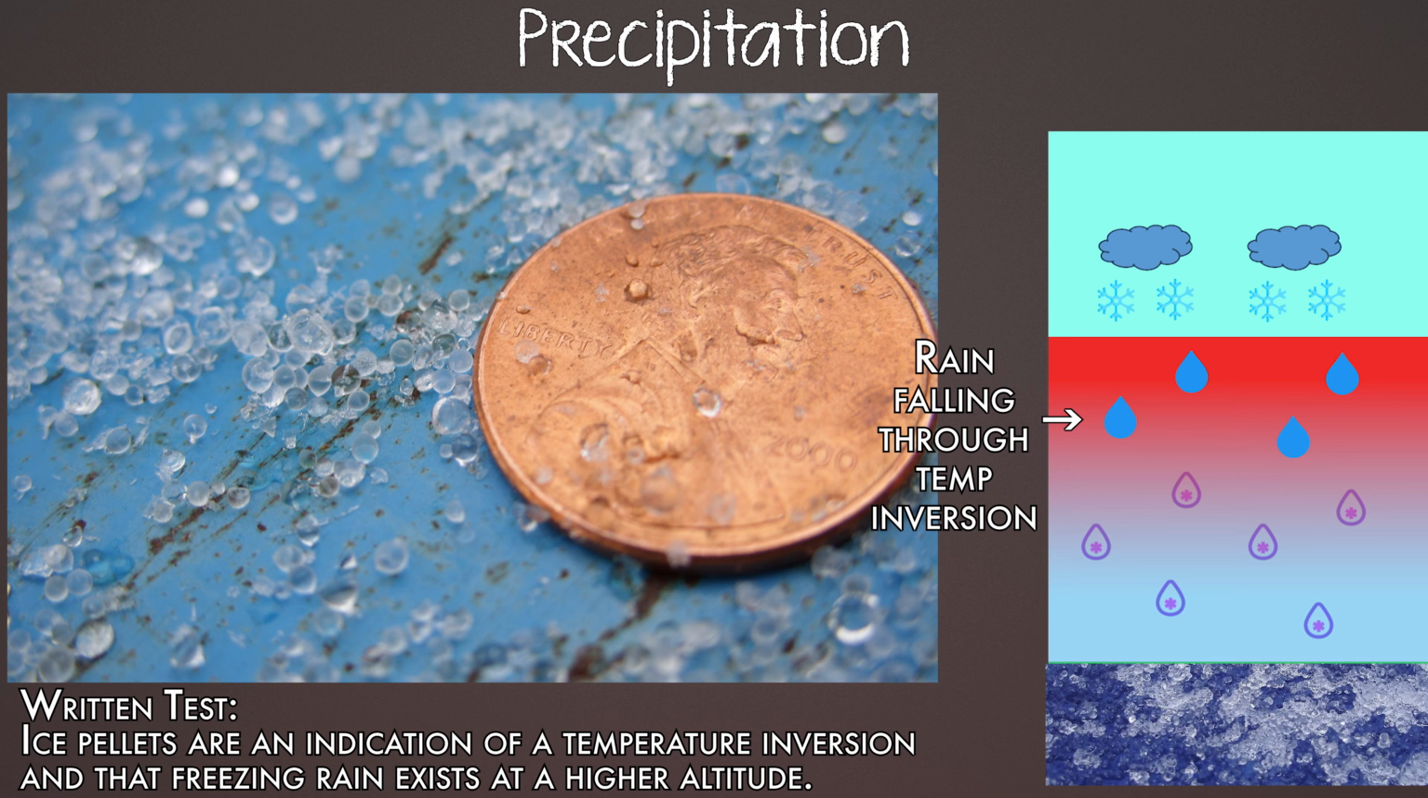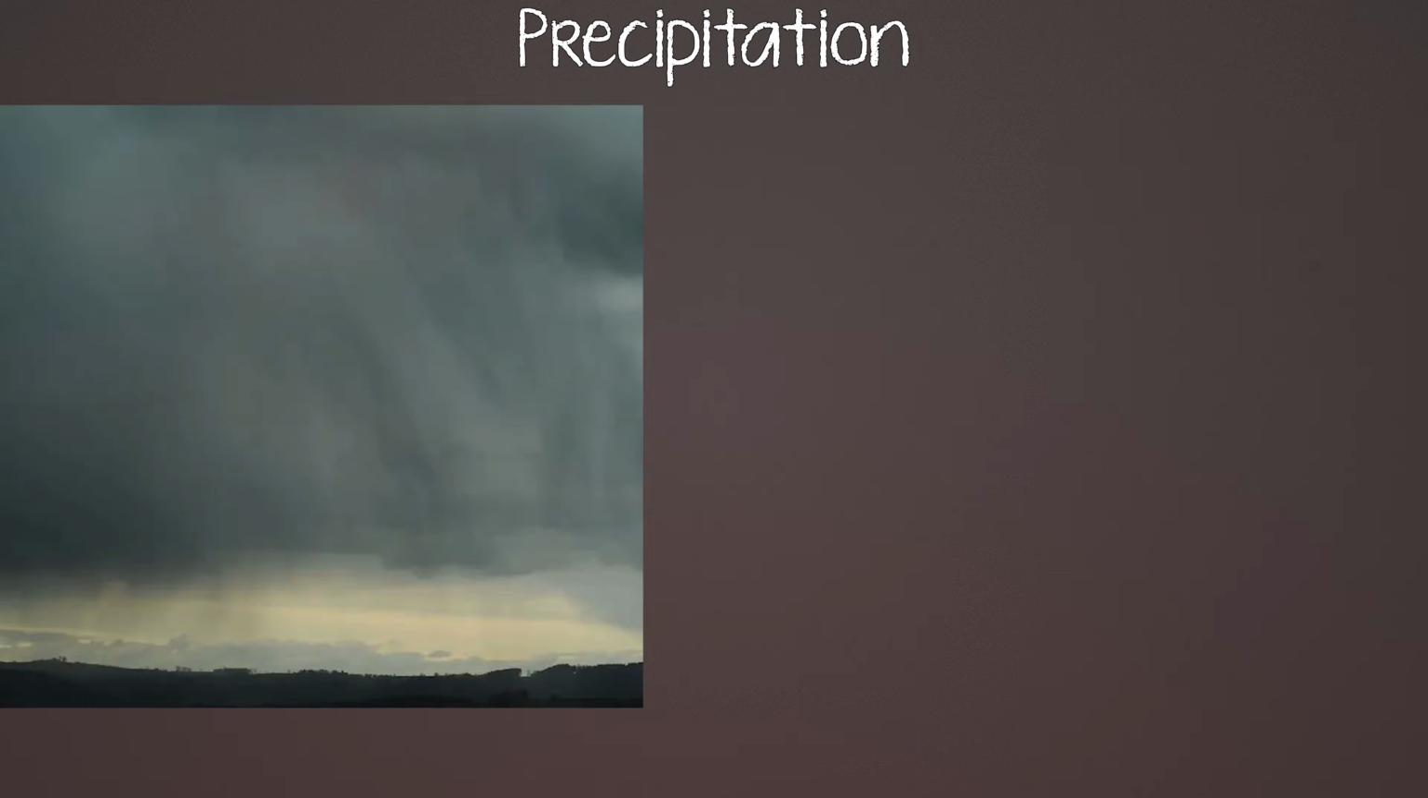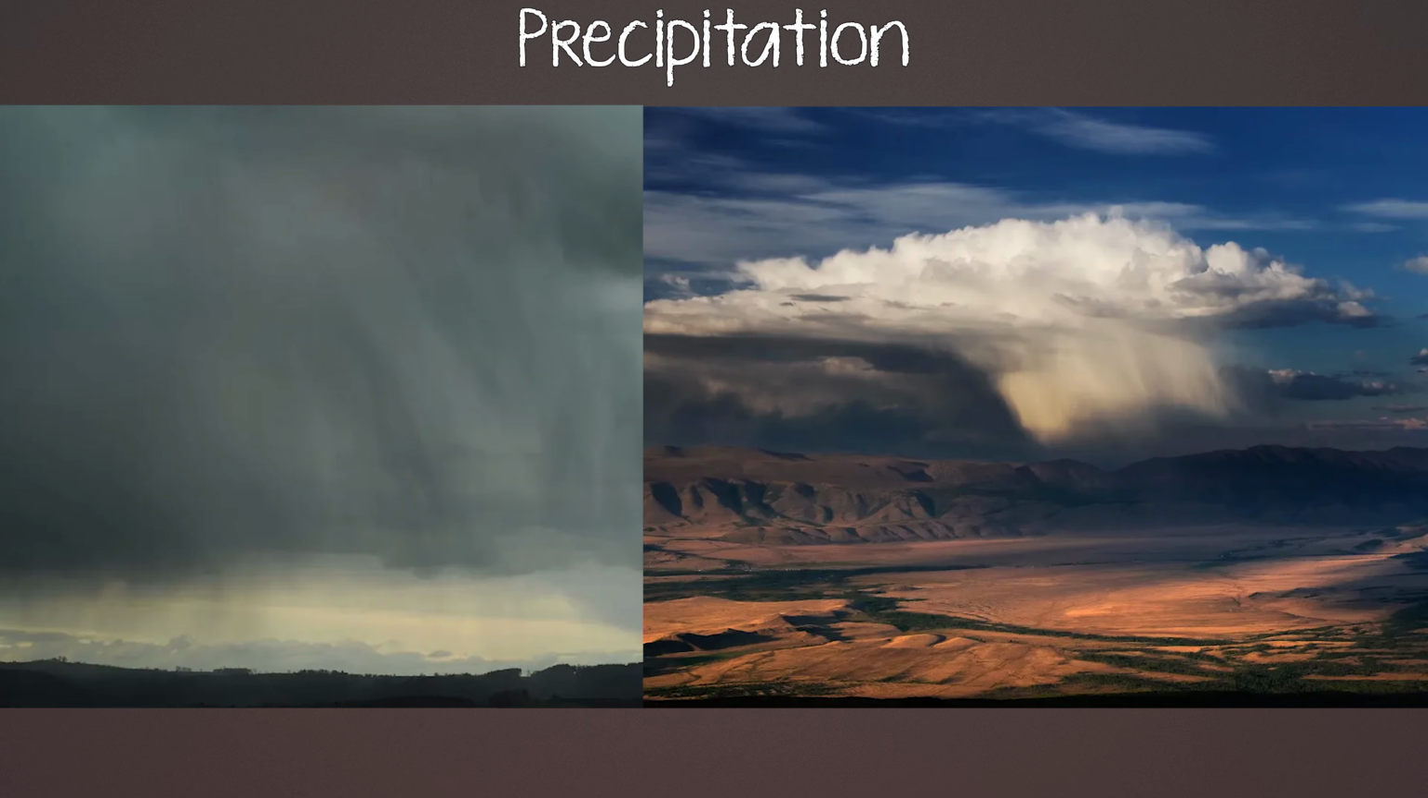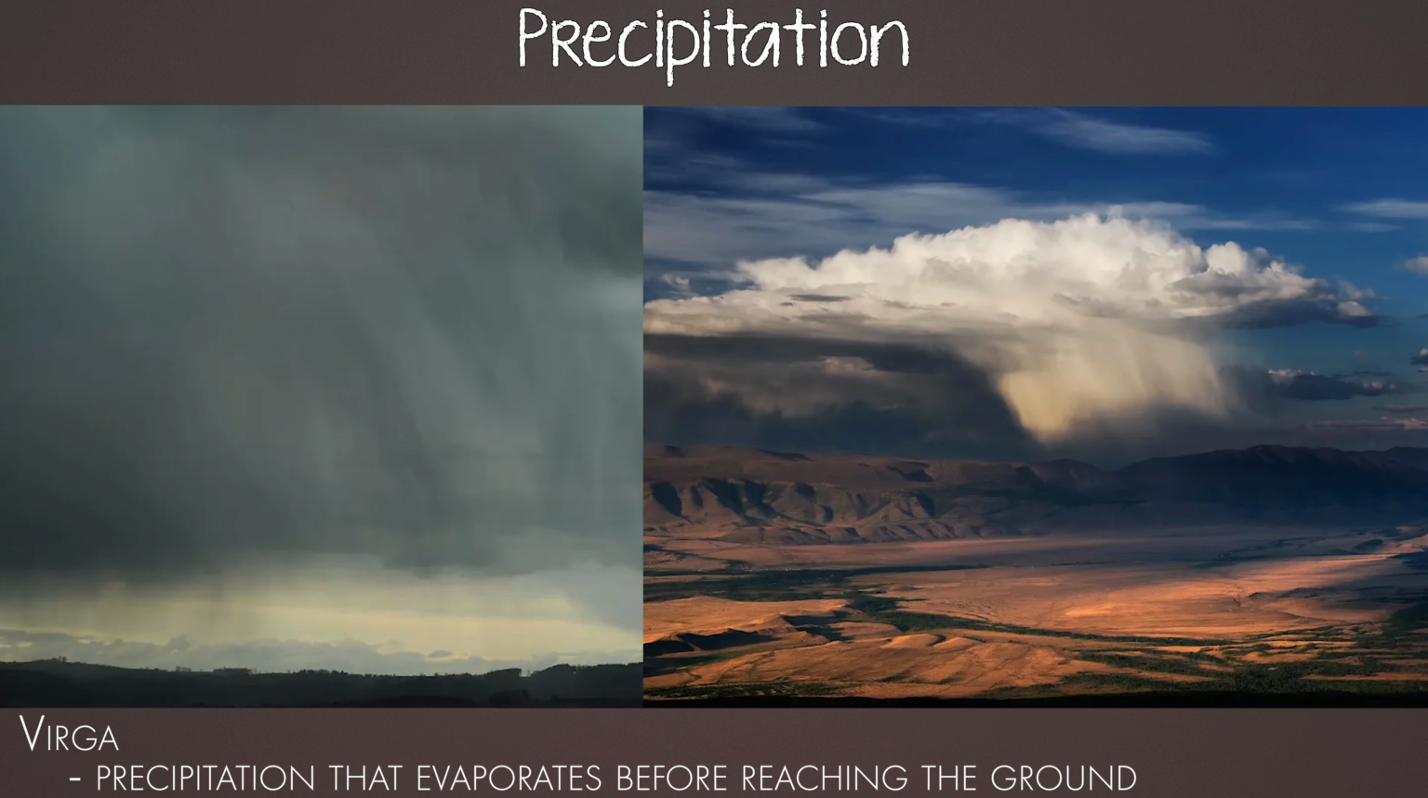Now, a little segue before we move on to icing. Have you ever seen this? This is Virga. It's rain that falls but evaporates before reaching the ground. It does look pretty cool, especially when the sun hits it just right. Sometimes, though, Virga might be an indication of a microburst that's about to happen, but most of the time it's just evaporating water vapor hitting dry air below.